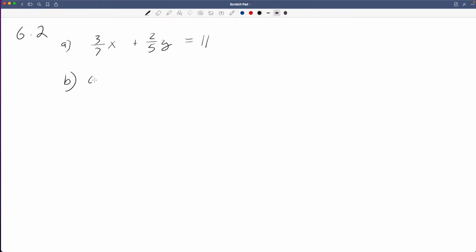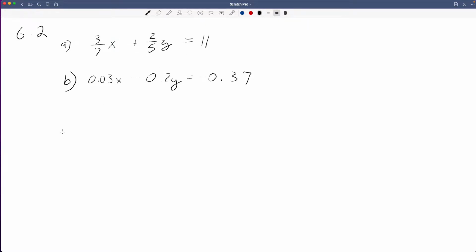I have 0.03x minus 0.2y equals negative 0.37. So I need to get these to where they are in whole numbers so that they'll make sense and we can solve them, right?